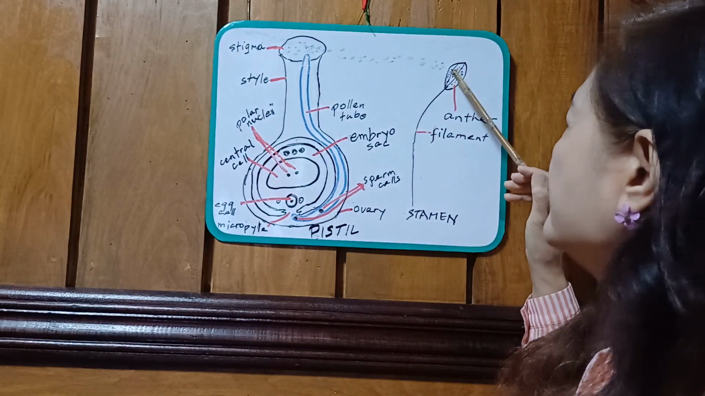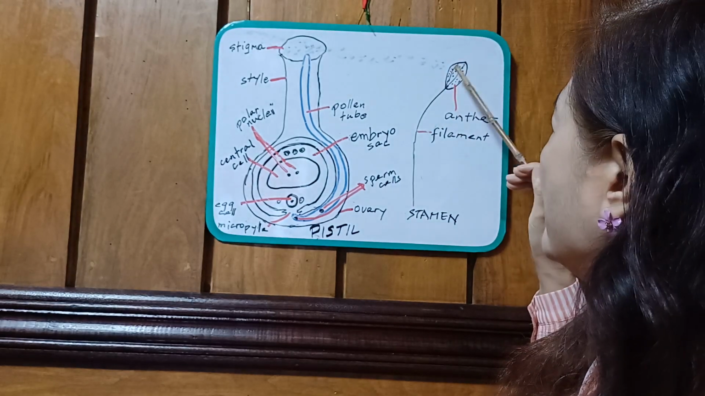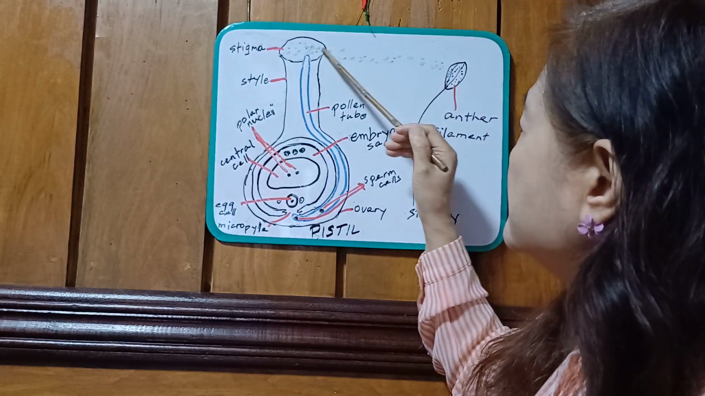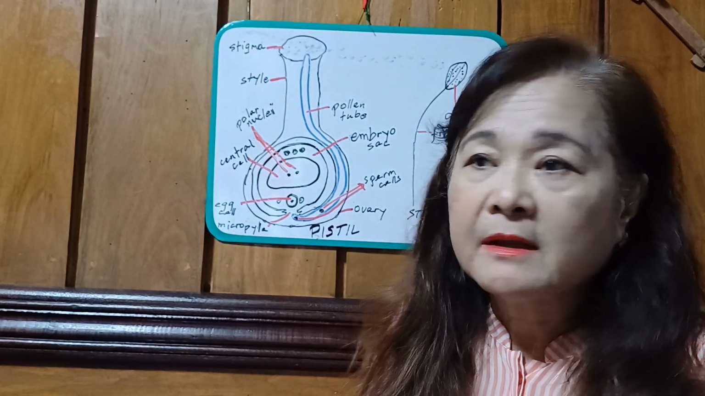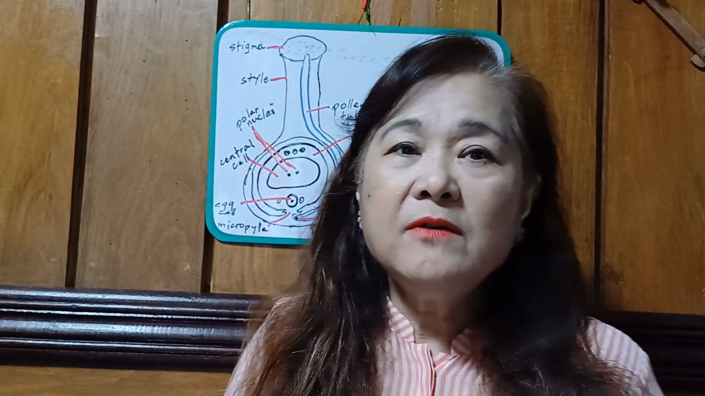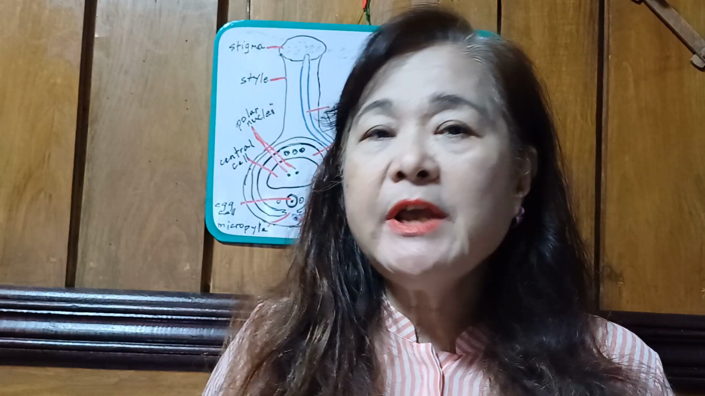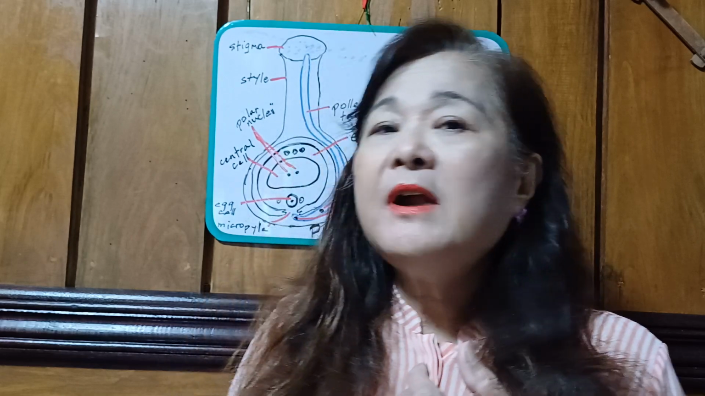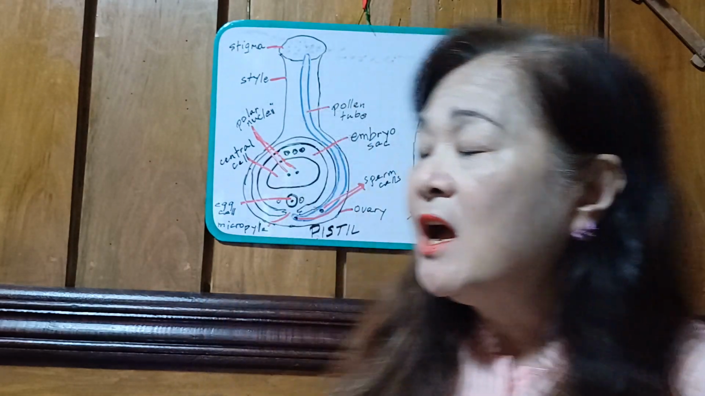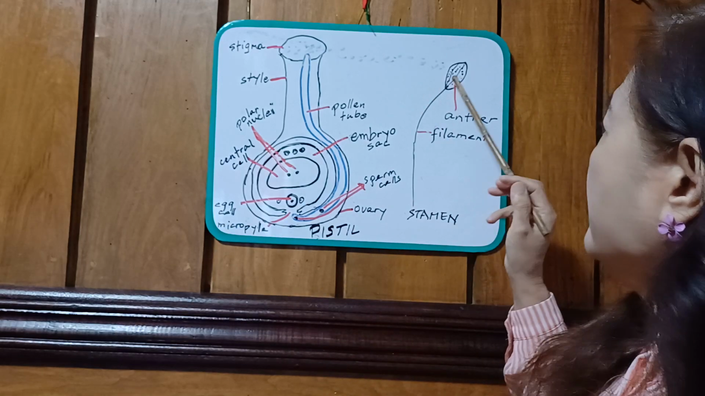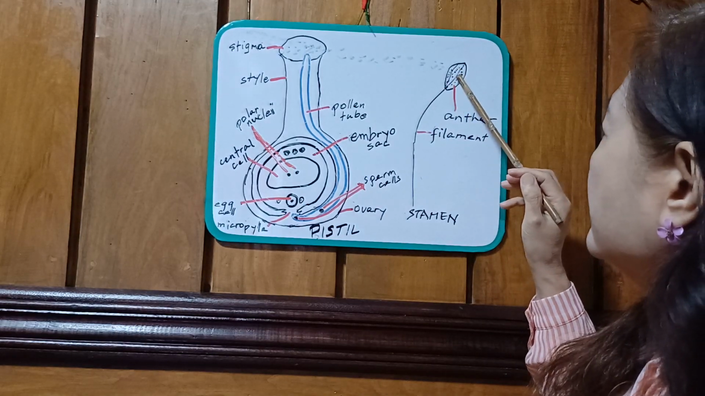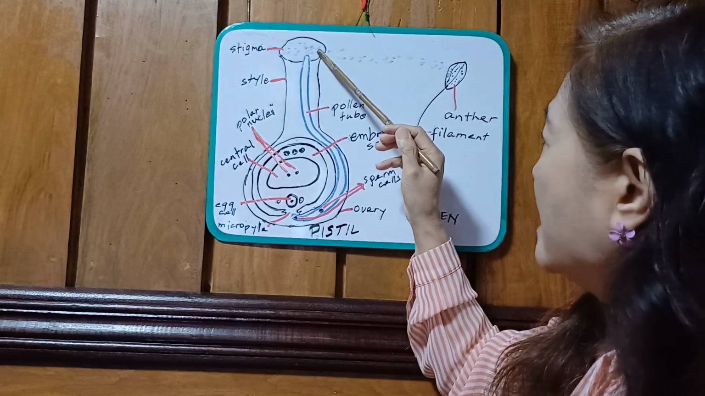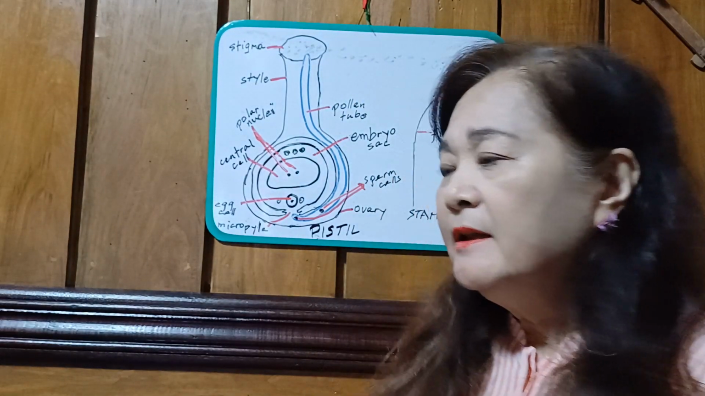Pollination is just the transfer of pollen grains from the anther, where they are produced, to the stigma, and they will stick to the stigma. Now, there are two types of pollination: self-pollination and cross-pollination. Self-pollination is the transfer of pollen grains from the stamen to the stigma of the same flower. So, if pollen grains are transferred from the anther to the stigma of the same flower, then that is self-pollination.